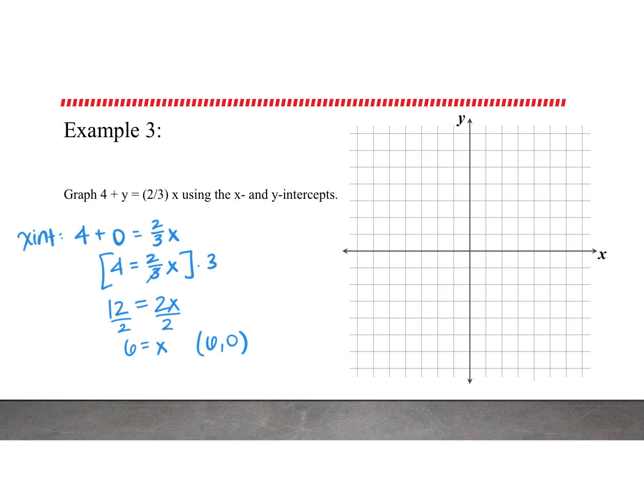And I can go ahead and graph that. 1, 2, 3, 4, 5, 6. There we go. That's our x-intercept. That's where our line is going to cross our x-axis.